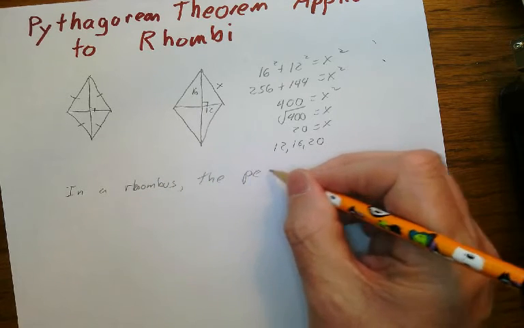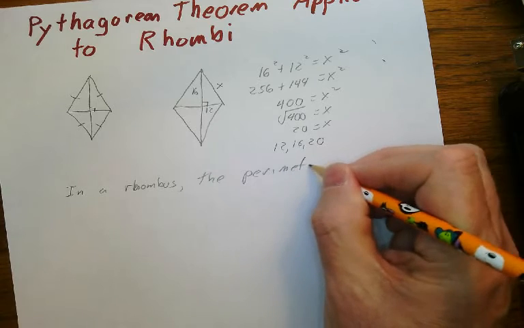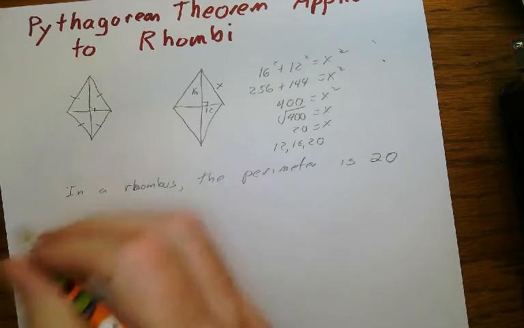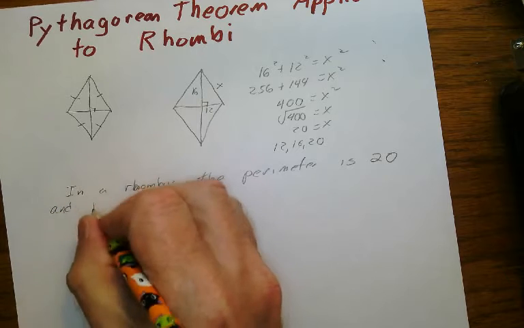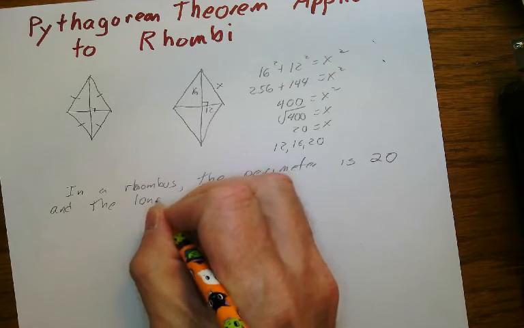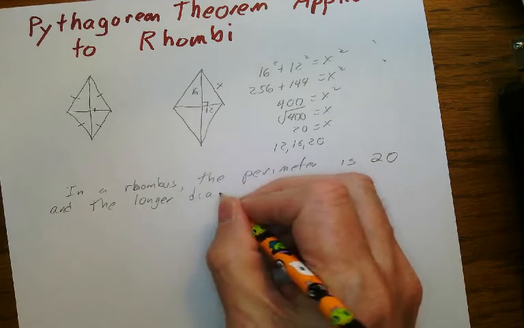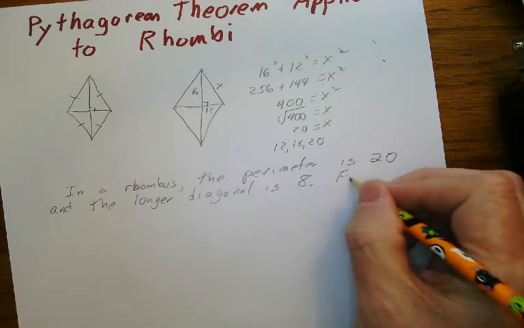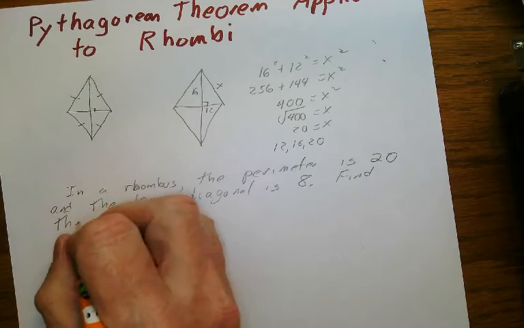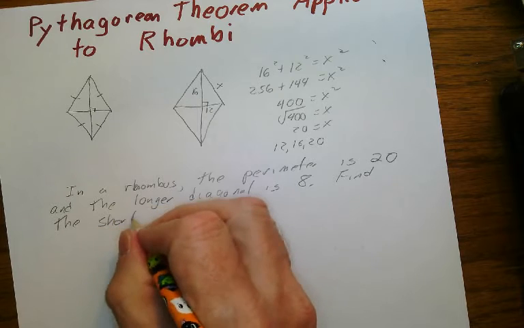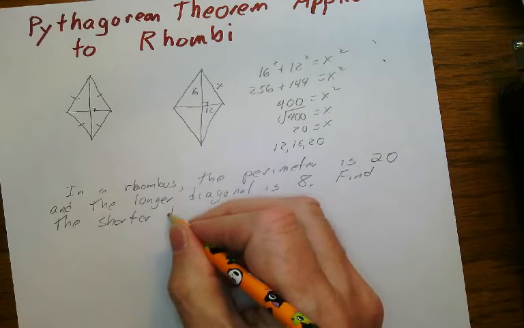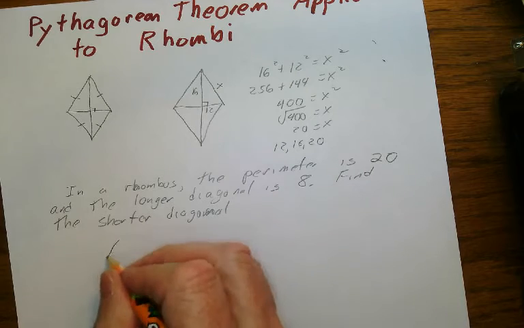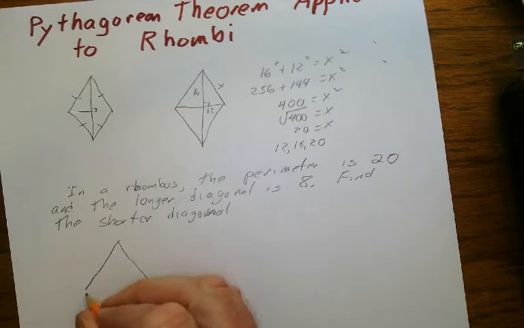So let's say in a rhombus, the perimeter is 20 and the longer diagonal is 8. Find the shorter diagonal. Okay, we have a rhombus. Let's draw the rhombus.